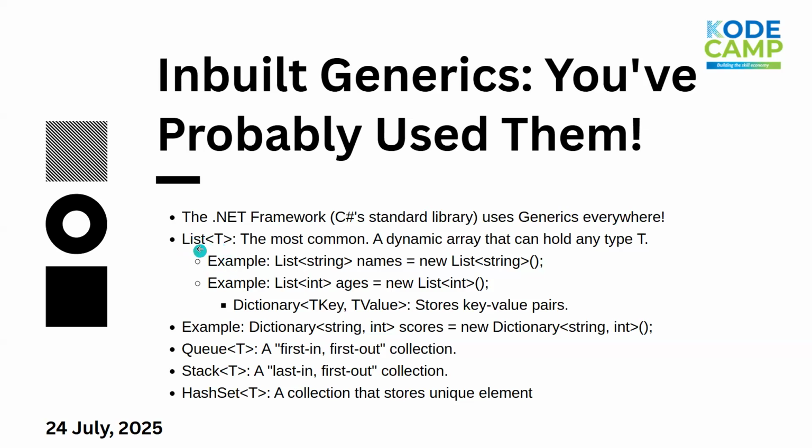Now, how do we make this list generic? How do we represent that generic in C#? We do that by calling in this angle bracket, then putting in the generic T. This T stands for data type, meaning it accepts any kind of data type. What are examples of data types? We have the string, we have the int, we have the double.